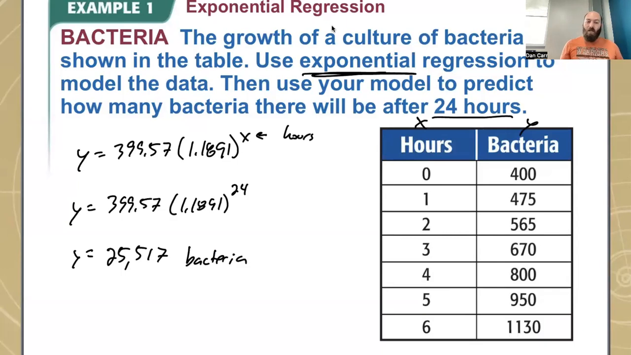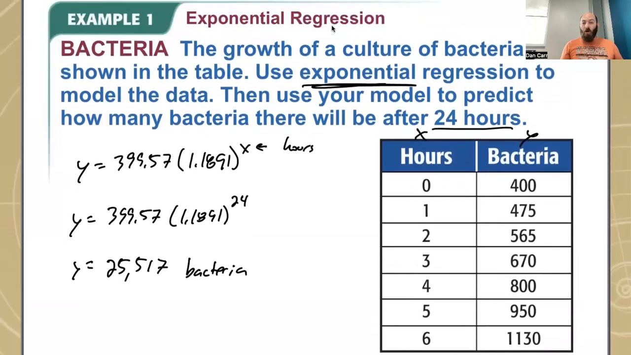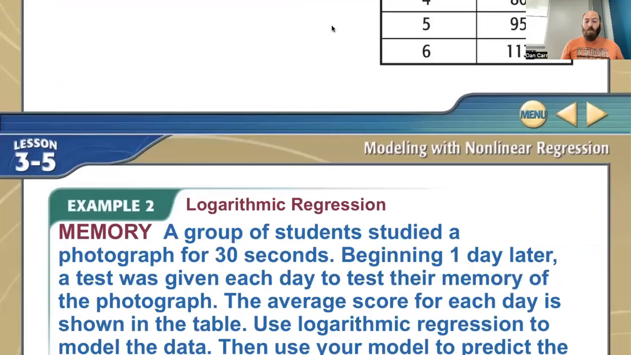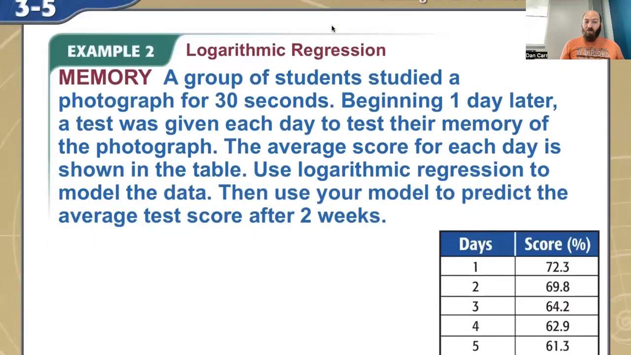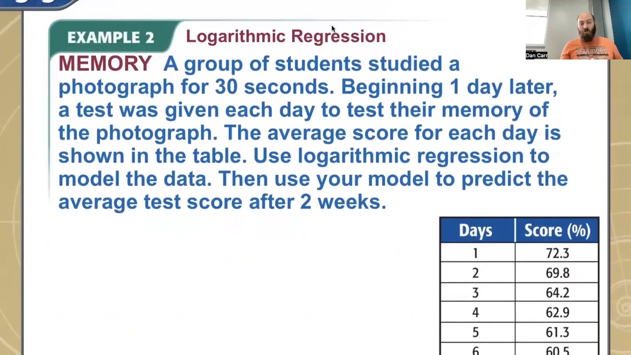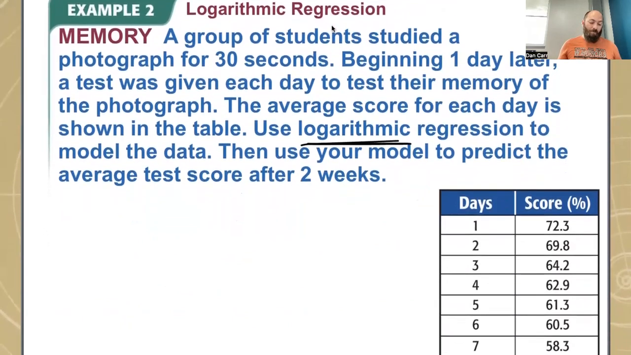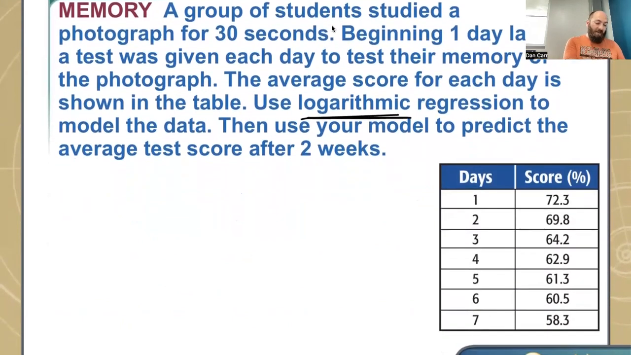Okay. So that's using our exponential regression. The next one we want to do is a logarithmic one. A group of students studied a photograph for 30 seconds. Beginning one day later, a test was given each day to test their memory of the photograph. The average score for each day is shown on the table. Use a logarithmic regression to model the data. Then use your model to predict the average test score after 2 weeks.